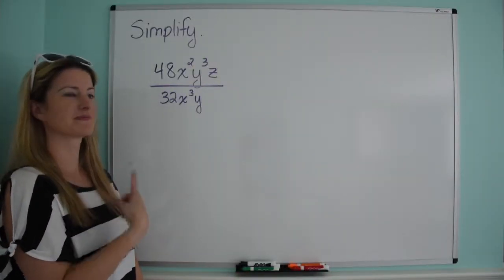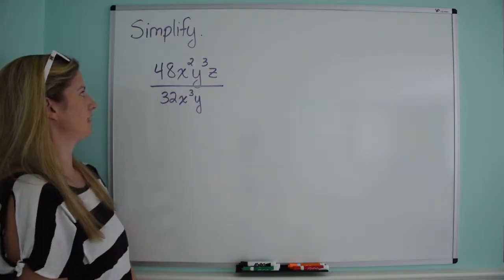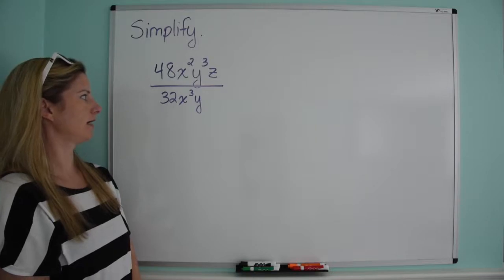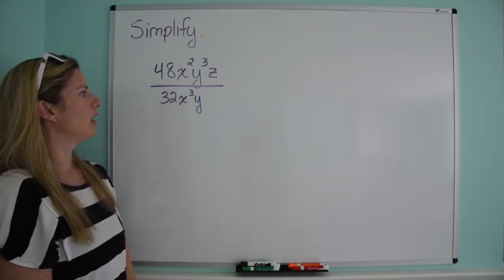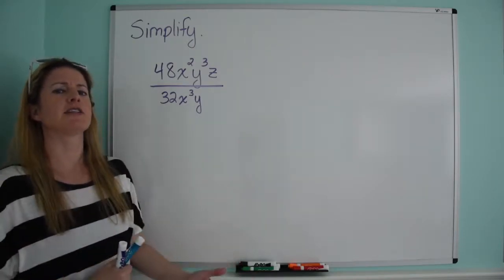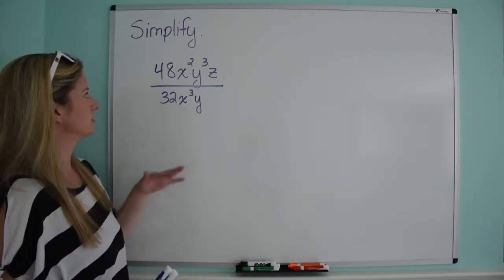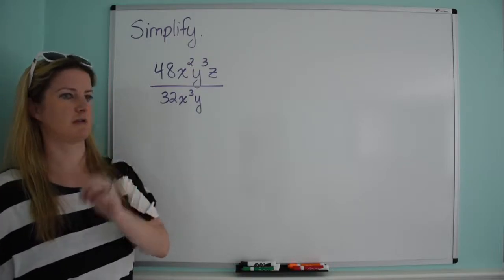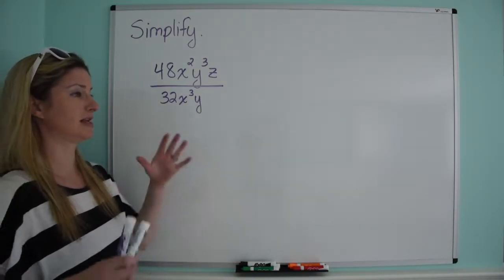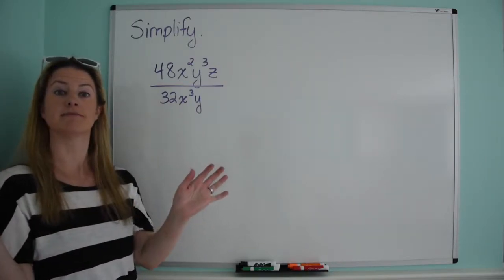Let's try this problem. So we are going to simplify 48x squared y to the third z over 32x squared y, or sorry, x to the third y. Okay, so I've said in previous videos, my favorite thing to do is to write numbers as a product of their prime factors. So 48, I want to write as a product of its prime factors. And I say, that just makes life easy.